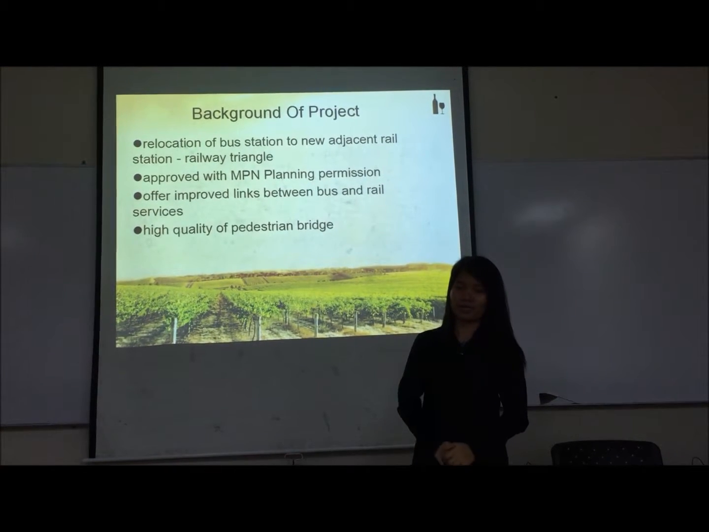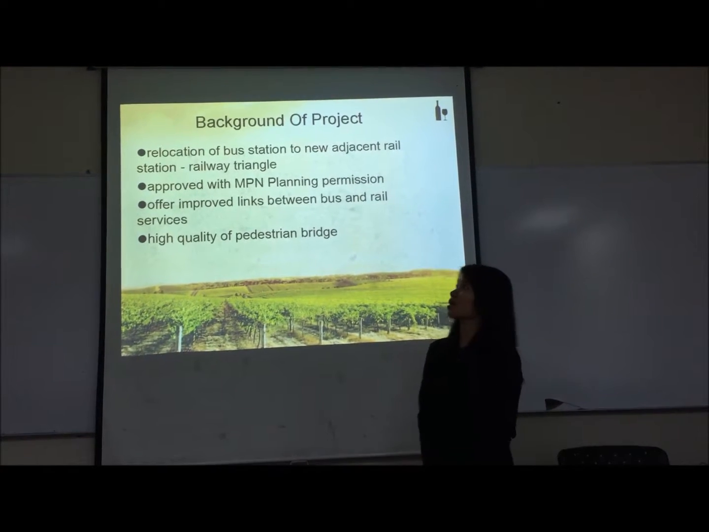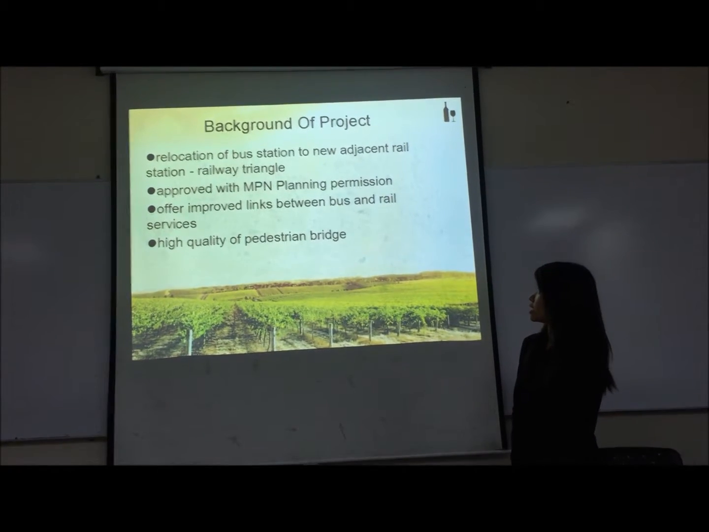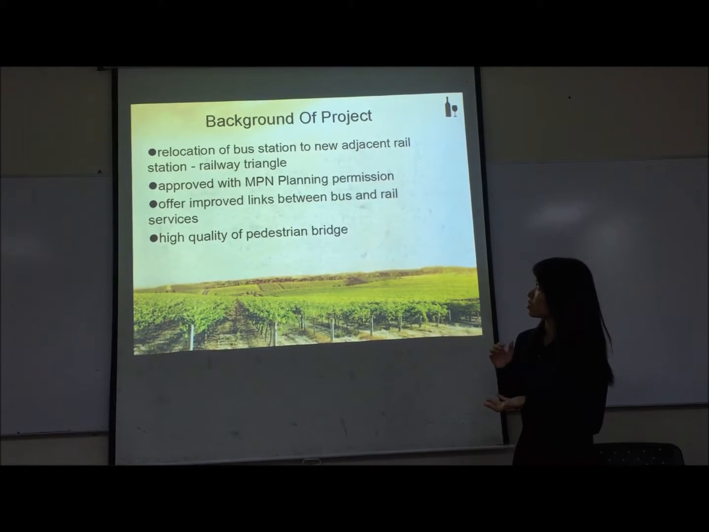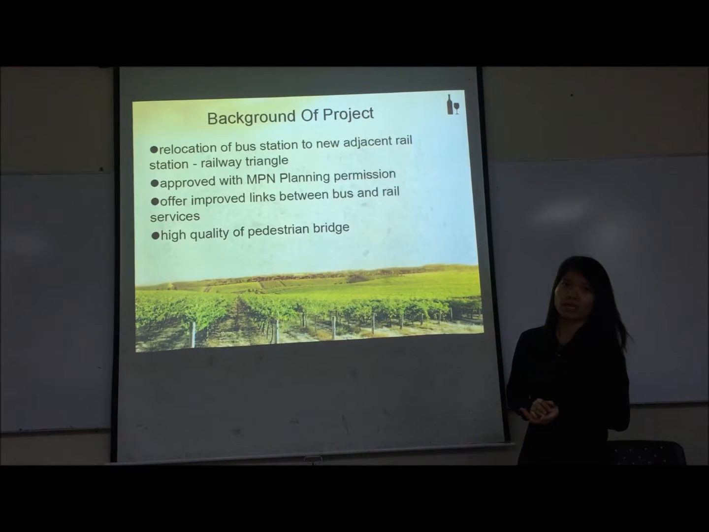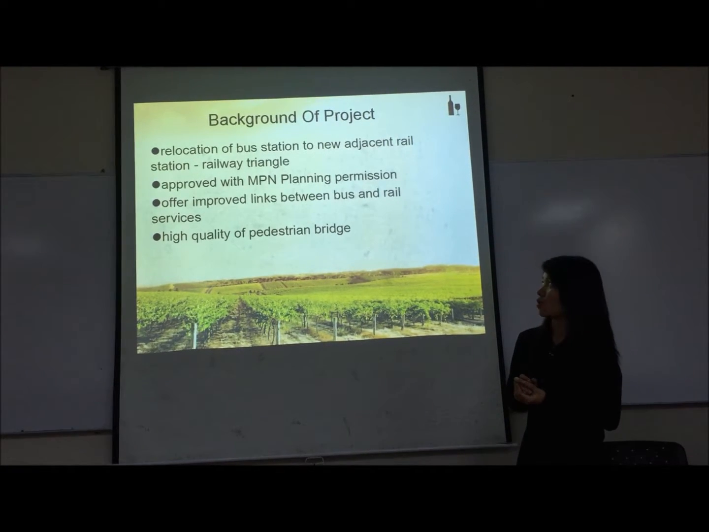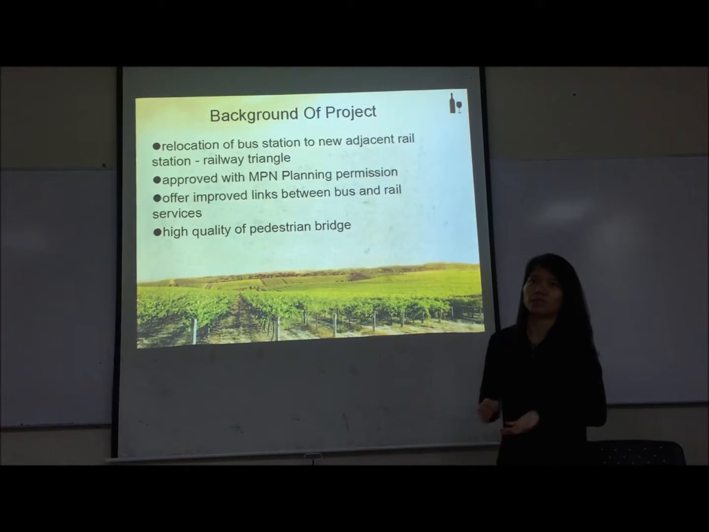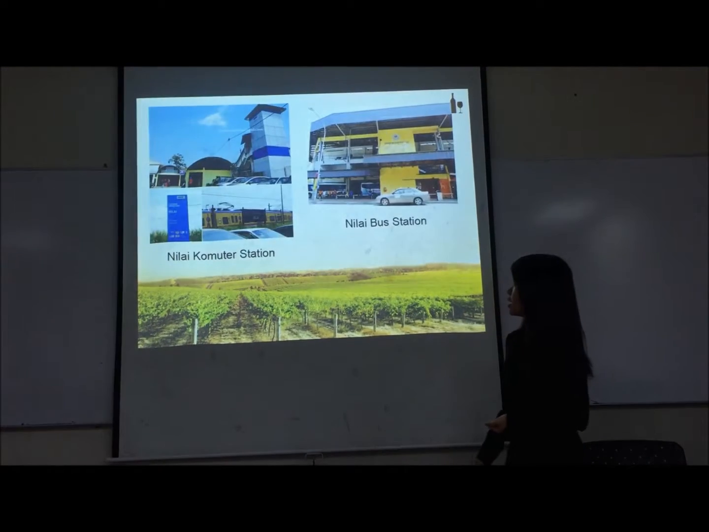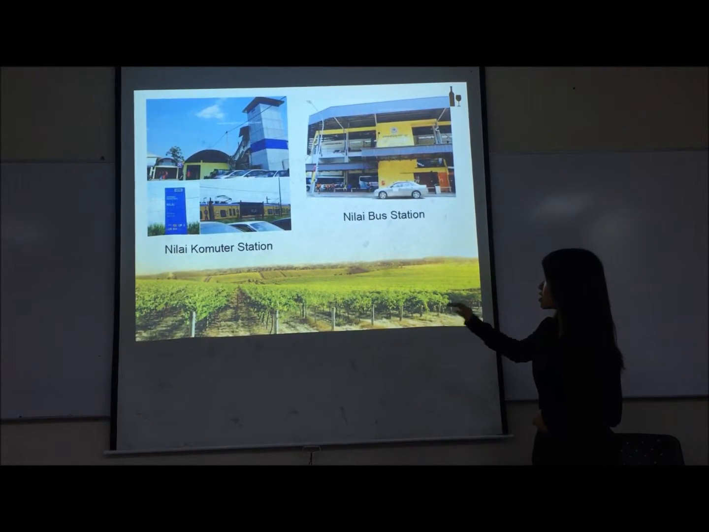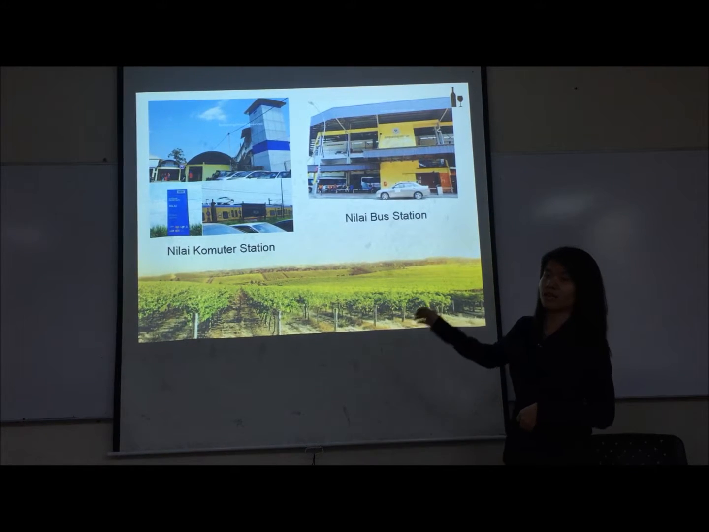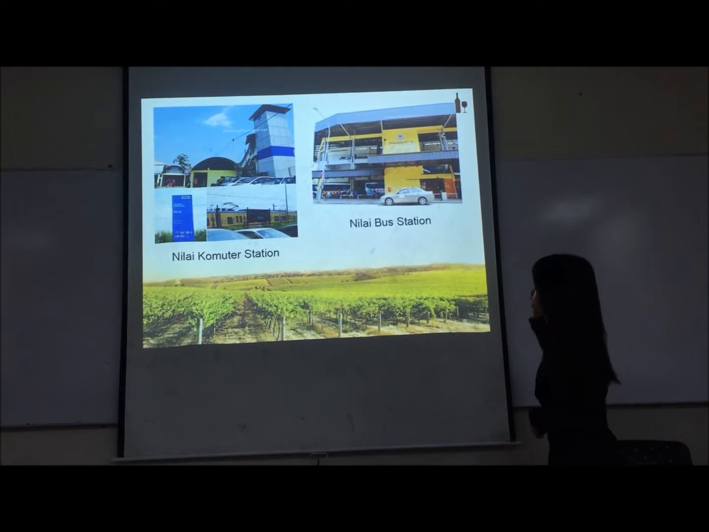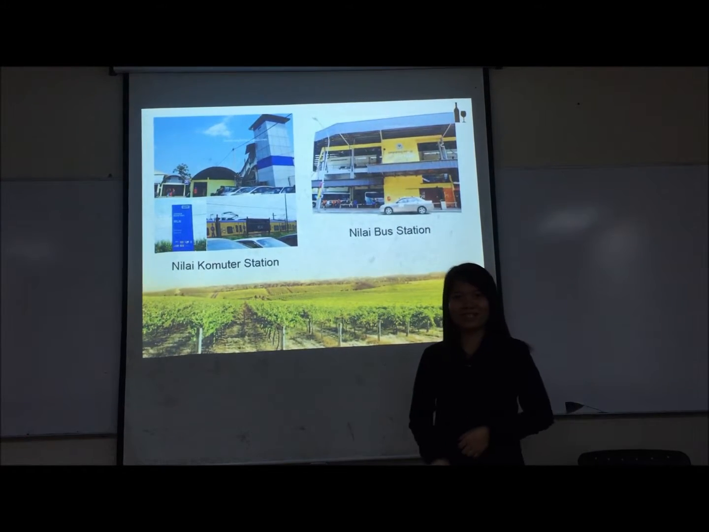I will be presenting our assignment, starting with the project background. This project is about relocating the bus station at Nilai to a new adjacent rail station to form a railway triangle, with approval from the MPN planning permissions, which offers an improved link between the bus and rail services with a high quality pedestrian bridge. The Nilai commuter station with the Nilai bus station at its current location shows that the services do not work well together, which we will improve afterwards.